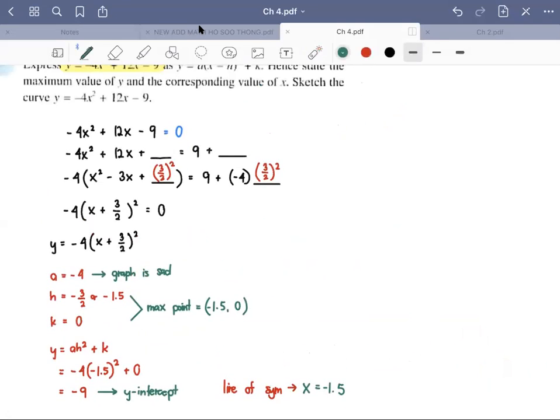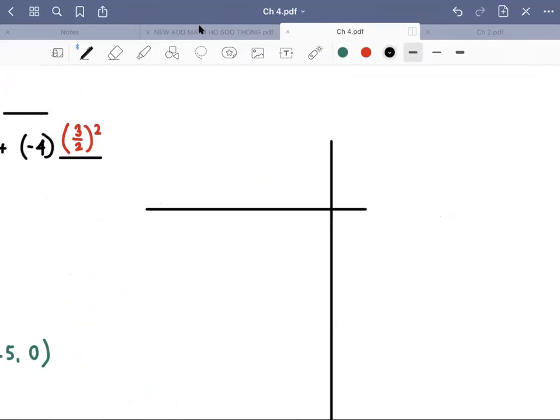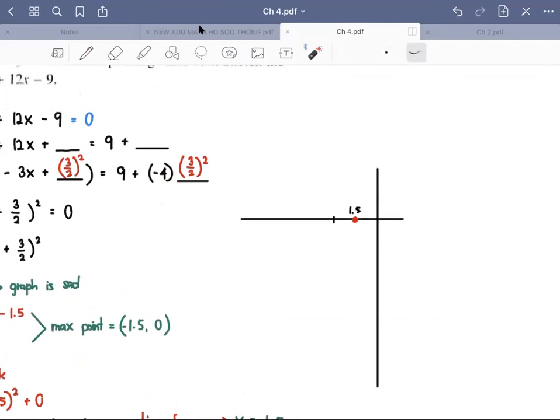All right, so let's draw it now. Look first at your maximum point. It's at negative 1.5 and 0. So that means it's over here, on the left side. I'll draw this like this. So let's say this is 1, and this is 1.5, and this is where my maximum point is. All right, this one.